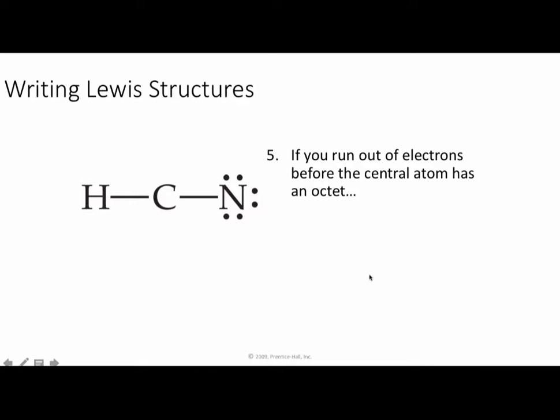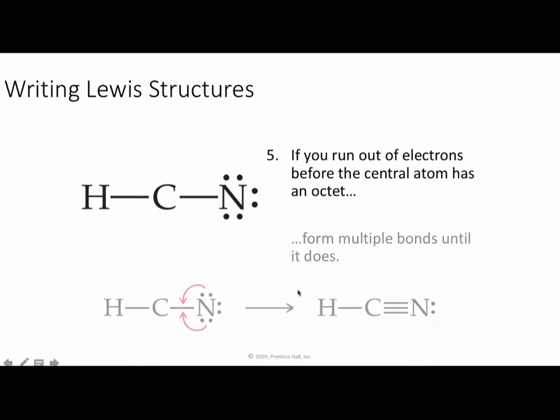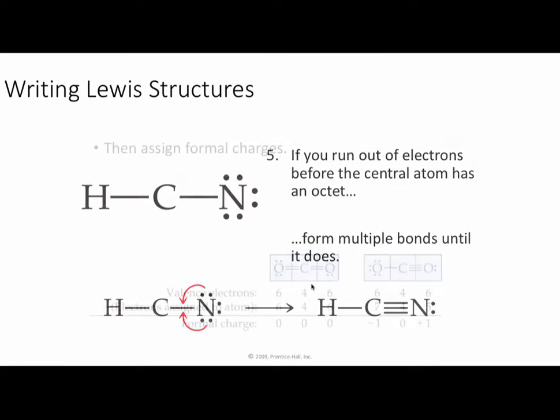Again, following their procedure: make the bonds between them, add electrons on the outside. If you run out of electrons before the central atom has an octet, then form multiple bonds until it does. All right, so it's very similar.